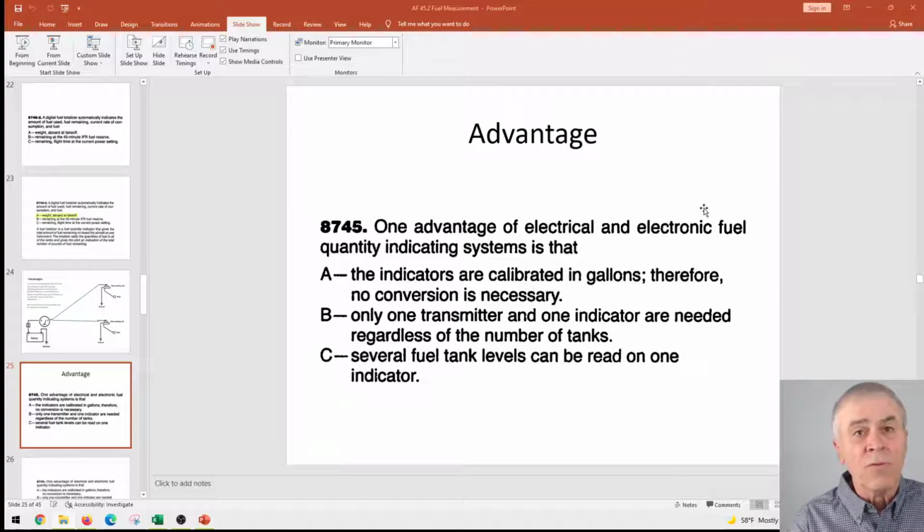And here's the question. One advantage of electrical and electronic fuel quantity indicating systems is that, well, without even reading the options, it's going to be that the indicator can be any distance from the tank sending units, or that one indicator can show the readings from more than one tank. So which one is that? That would be C. Several fuel tank levels can be read on one indicator.